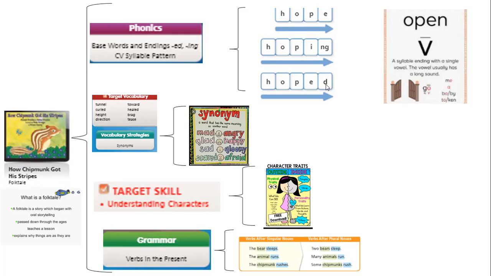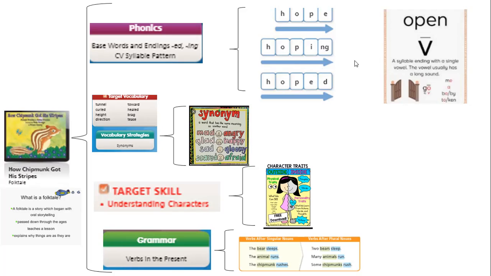Now it sounds like a T, but we know it's an ED. Now I want you to notice that it may not look like that E was dropped, but it was. We dropped that E and then we added ED, because if we didn't, we would have had two E's right there, wouldn't we? So when we have words that end with E, you will be dropping that E and then adding your ending. So you will be learning more about that through the week.